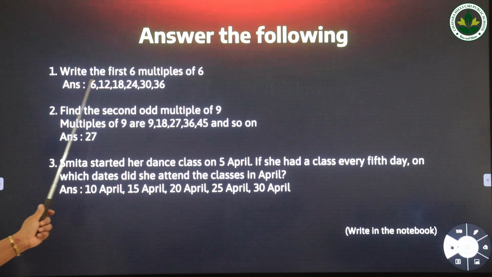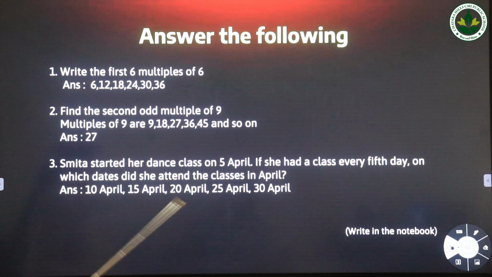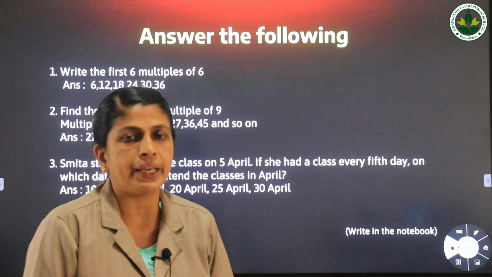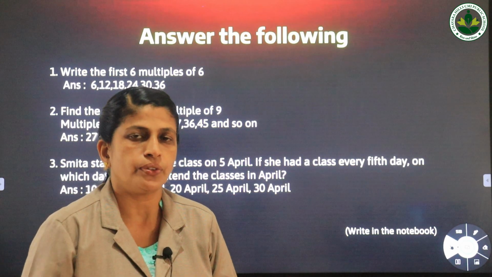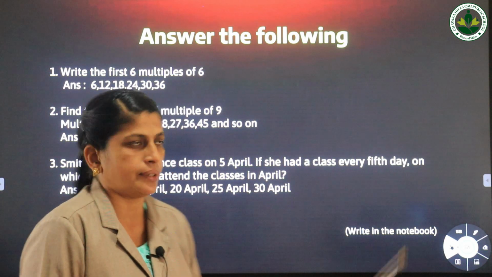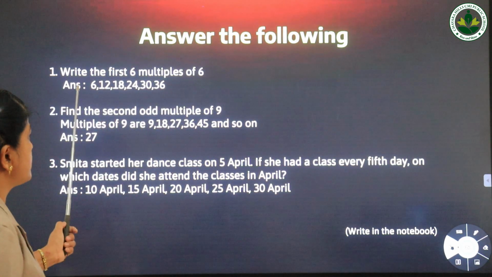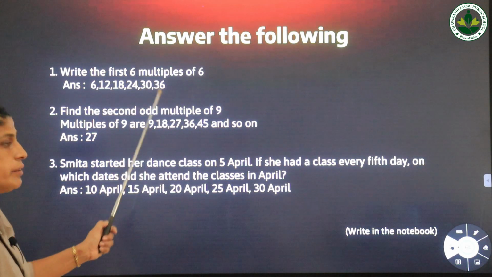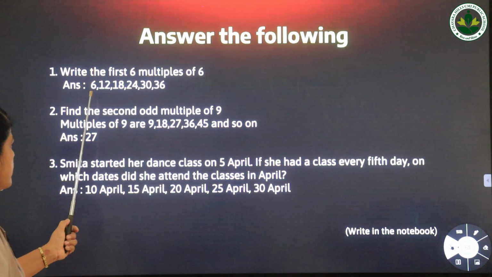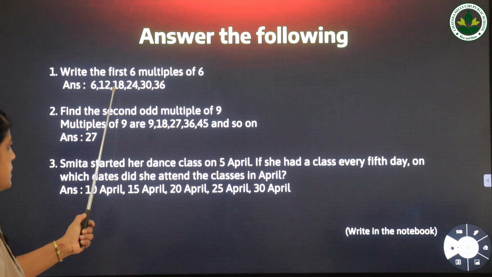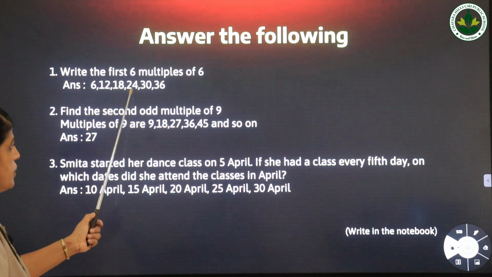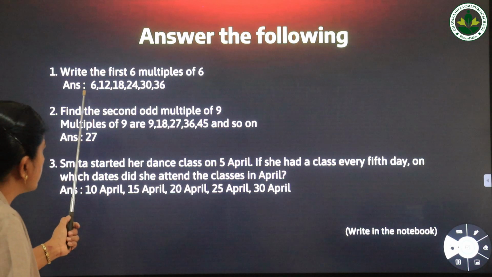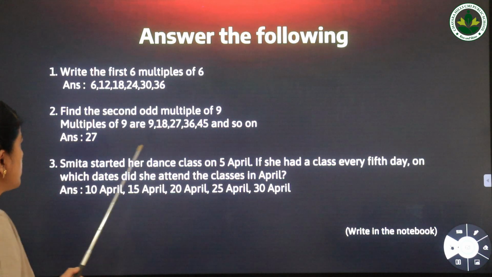Write the first 6 multiples of 6. How do you find the multiples of 6? Multiply that number by 1, 2, 3, 4, 5 and so on. First 6 multiples means multiply by 1, 2, 3, 4, 5 and 6. So 6 times 1 is 6, 6 2s are 12, 6 3s are 18, 6 4s are 24, 6 5s are 30, 6 6s are 36. These are the first 6 multiples of 6.